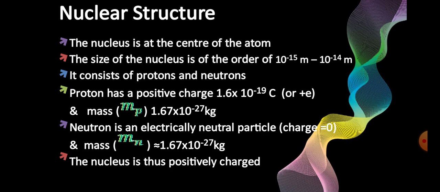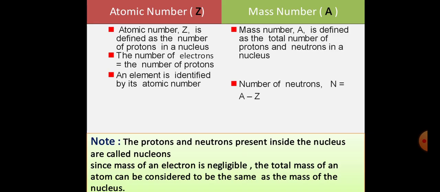Now, having known about nucleus, let's see some more concepts related to it. The total number of protons in the nucleus determines the place of the atom in the periodic table and is called the atomic number of an element, denoted by the symbol capital Z. The total number of nucleons, that is the number of protons and neutrons inside the nucleus, define the mass number of an element, denoted by the symbol A.